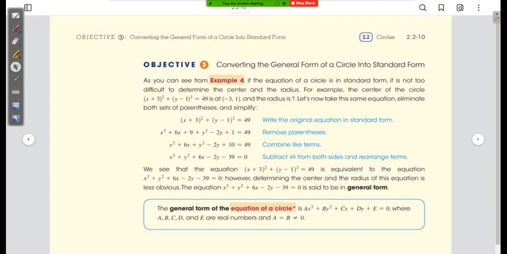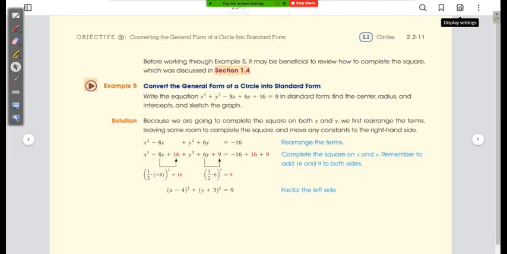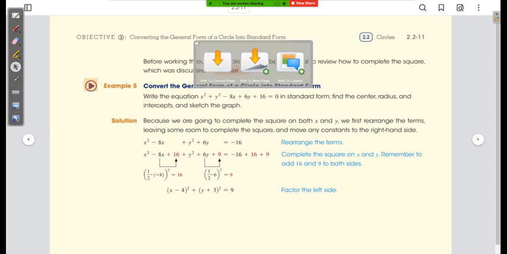Okay, so now let's go ahead and try to tackle one of these problems. This reads, write the equation x squared plus y squared minus 8x plus 6y plus 16 equals 0 in standard form. Find the center, radius, and intercepts and sketch the graph. Let's go ahead and start with the hard part, transferring this over to standard form.